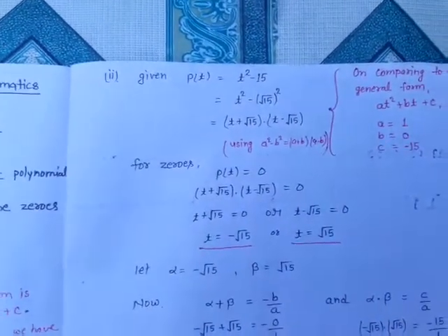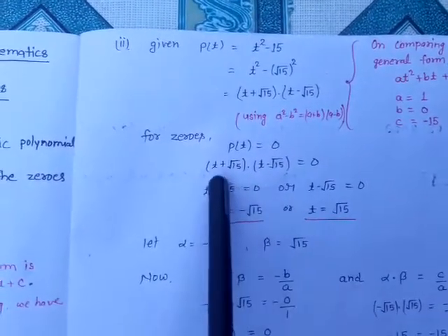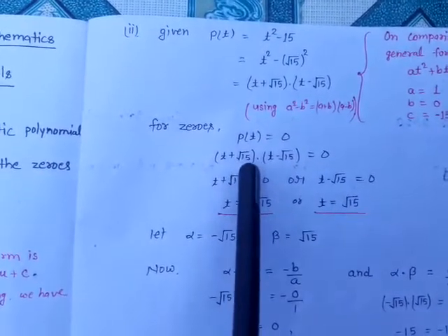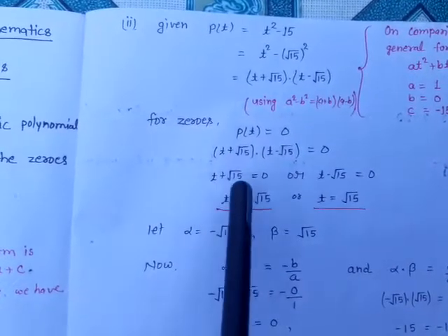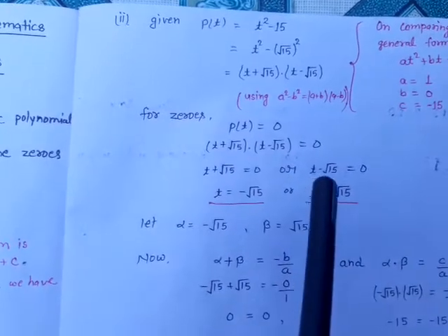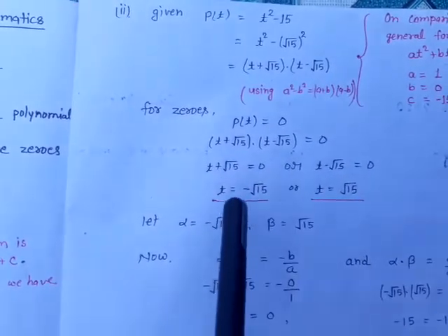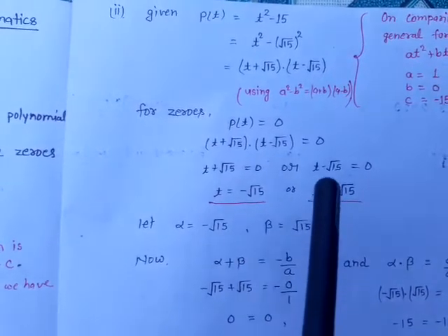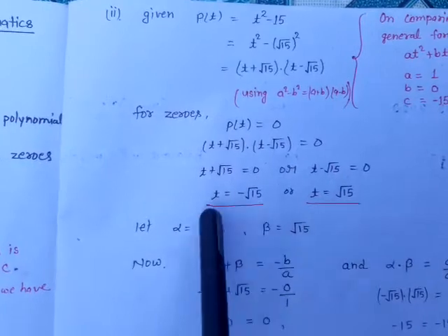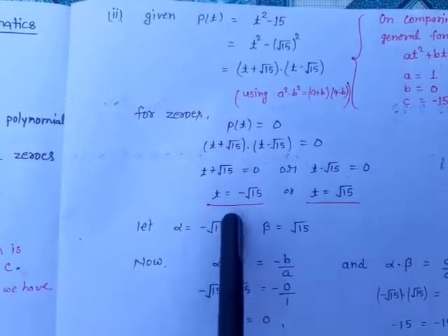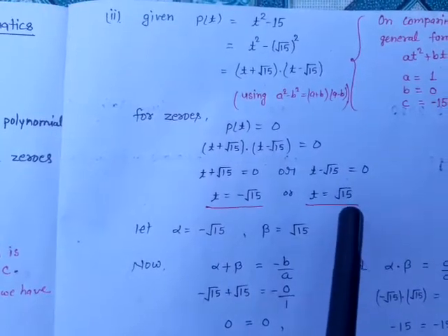For zeros we put p(t) is equal to 0. (t plus root 15) dot (t minus root 15) equal to 0. Therefore t plus root 15 is equal to 0 or t minus root 15 is equal to 0. Transferring plus root 15 to this side, we get t is equal to minus root 15, and minus root 15 goes to that side, we get plus root 15. So we get two zeros of this polynomial. First one is minus root 15, second one is root 15.